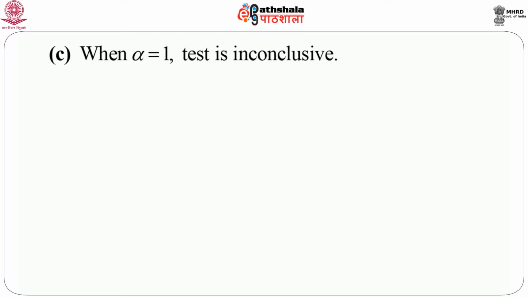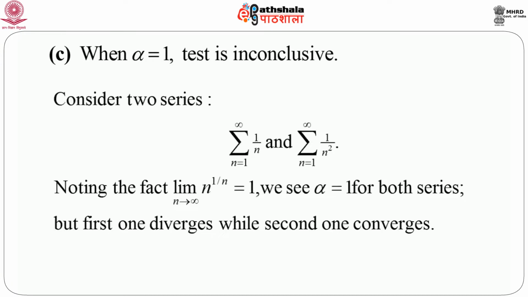But we have claimed in the theorem that the alpha equals 1 test is inconclusive. That means we are not definite whether the series is convergent or divergent. In fact, we can give an example that in one case when alpha equals 1, the series is convergent, while in another case the series is divergent. So, we cannot prove this, but we can give examples to indicate that the test is inconclusive when alpha equals 1. So, consider two series. One is summation 1 by n, n equals 1 to infinity, and the other is summation 1 by n square, n equals 1 to infinity.